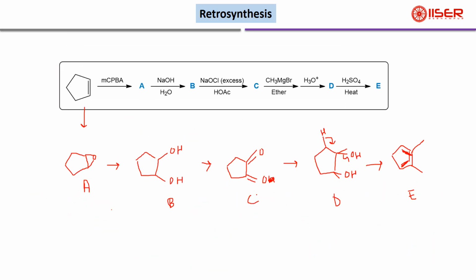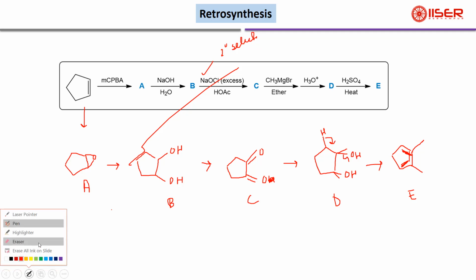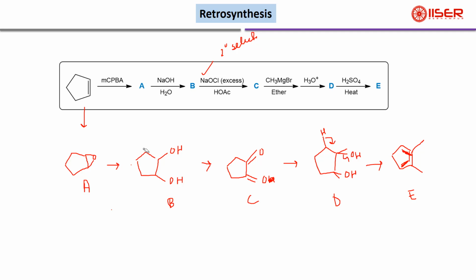Here I just missed one thing. This NaOCl will act as an oxidant, selective to mainly 2-degree alcohol. Whenever there is a 2-degree alcohol, these are always used for oxidation. So the correct one here, this will be your E.